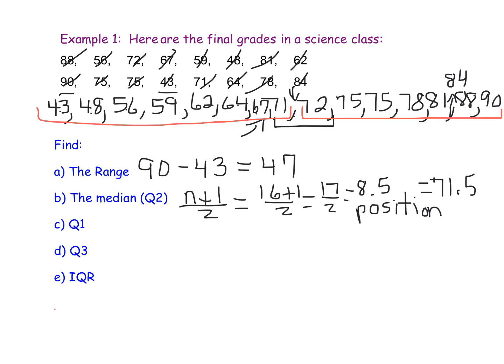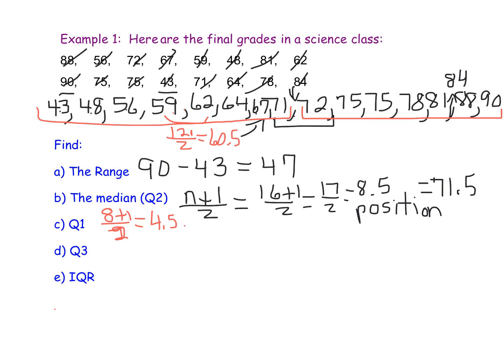And so if we have 8 numbers in our list, then we would be looking for the 8 plus 1 over 2, or the 4.5th number in our list. So again, we're going to count over 4, and there's no number in between 4 and 5, so we have to figure out what that number would be by averaging these two numbers, 59 and 62. So if we add those together, we get 121, and we're going to divide that by 2, and that's going to be 60.5.